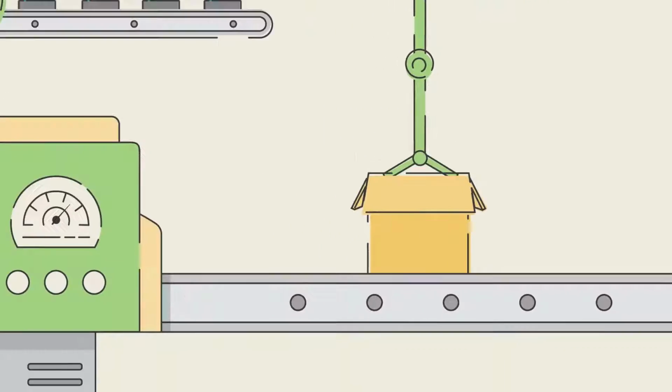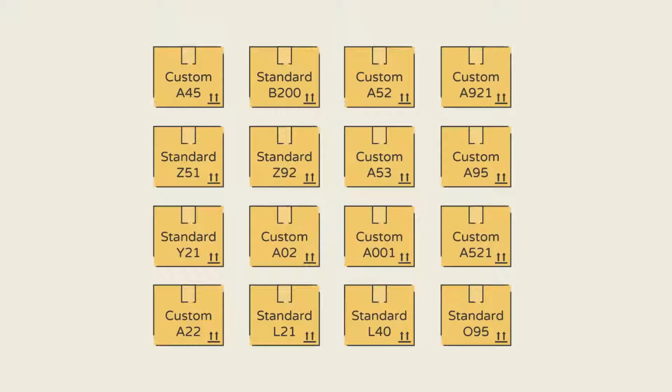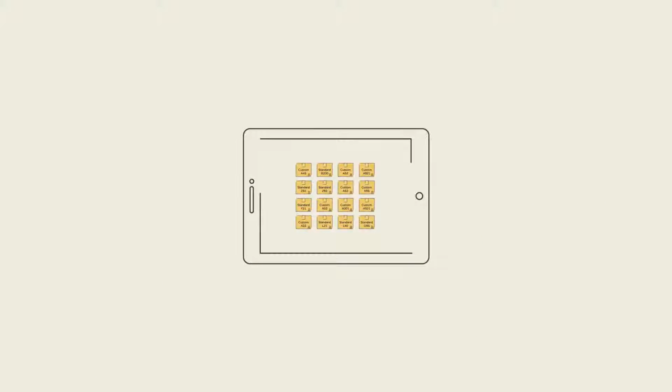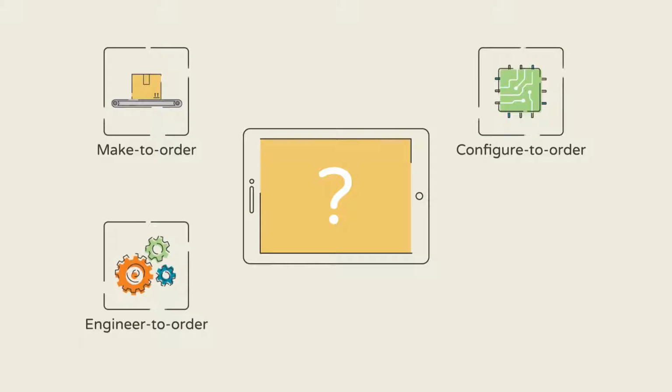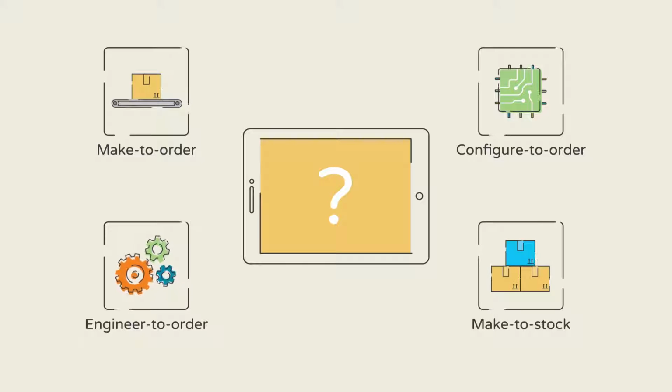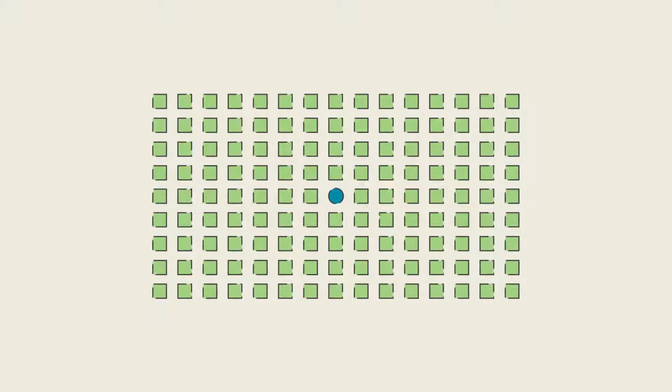Manufacturing today is complex, and your business may even defy categorization with both custom products and more traditional offerings. To manage it all, you need versatile software that can support a mix of make-to-order, configure-to-order, engineer-to-order, and make-to-stock products. To ease complexity, the Epicor ERP solution has a product configurator embedded directly into the software.